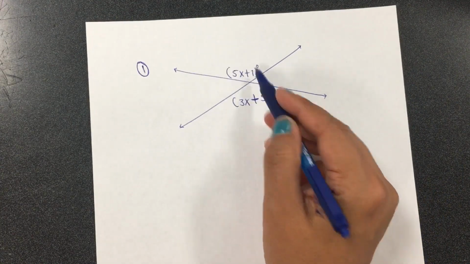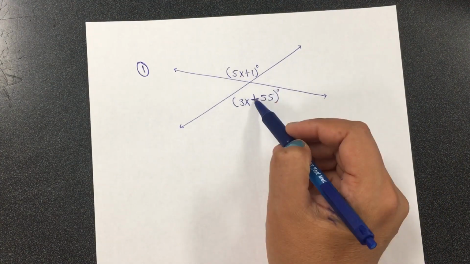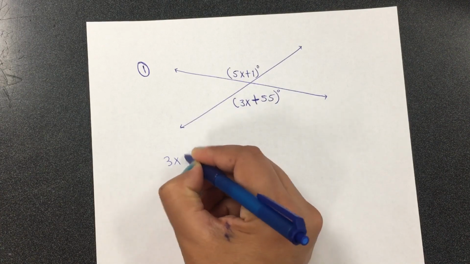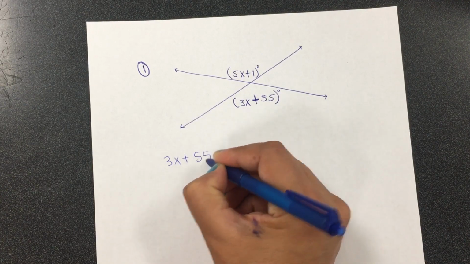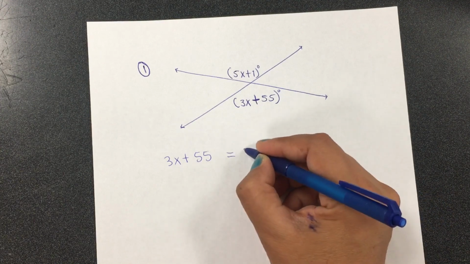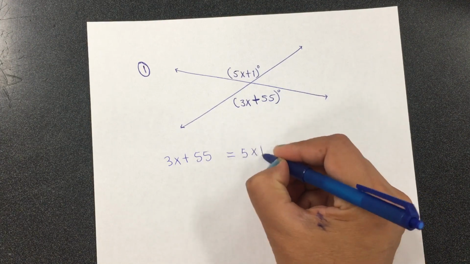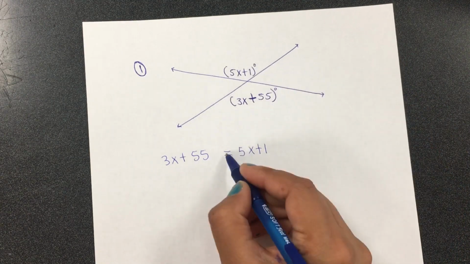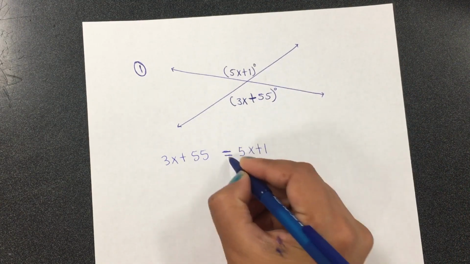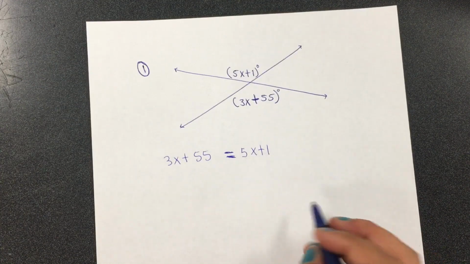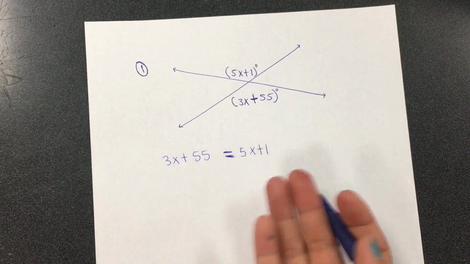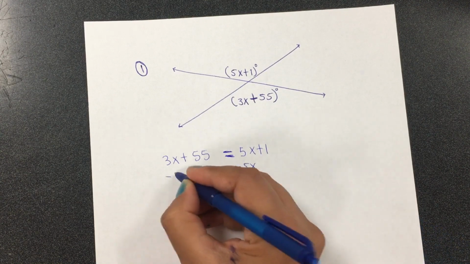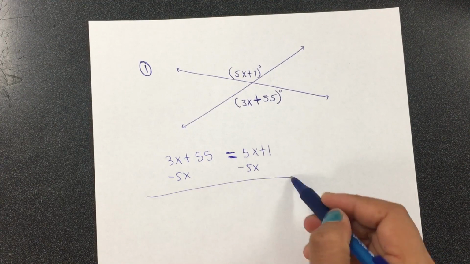So since we know the vertical angles, we just proved that they're congruent, then we can say that 3x plus 55 is equal to 5x plus 1. So this is congruent to this. They're equal to each other. Why? Because they are vertical angles. And so we start by subtracting. It doesn't matter, I'm just going to subtract even if I have negatives. I'm going to subtract the 5x from both sides.